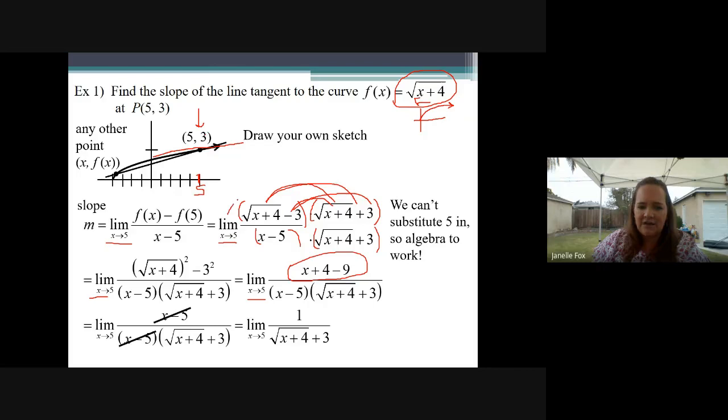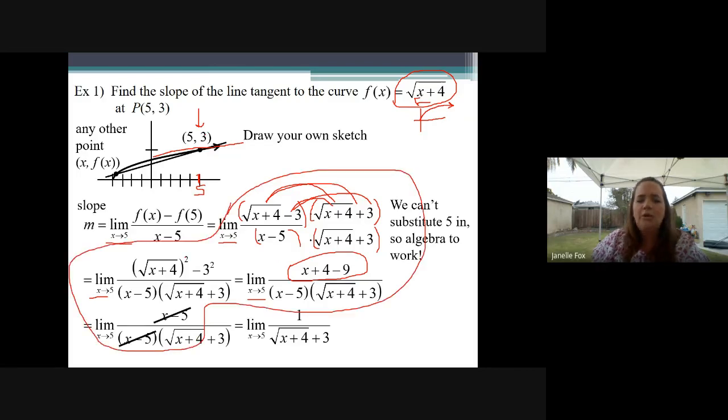All of this mathematics that I did from here all the way to here was trying to get this into a place where I could finally plug in 5, and then the algebra works. And now, boom, just like this, I am ready to rock. If I plug in 5 now, I'm going to have 1 over the square root of 5 plus 4, which would be 9. So the square root of 9 plus 3, the square root of 9 is 3, 3 plus 3 on the bottom is 1/6.